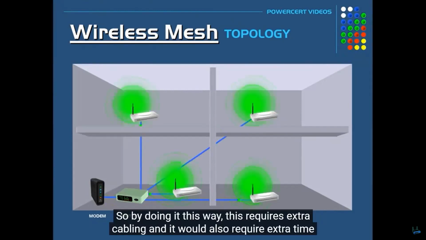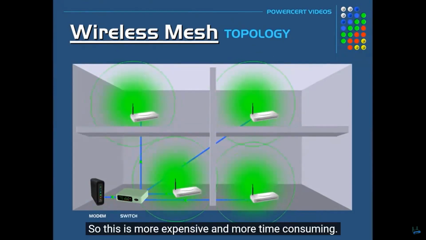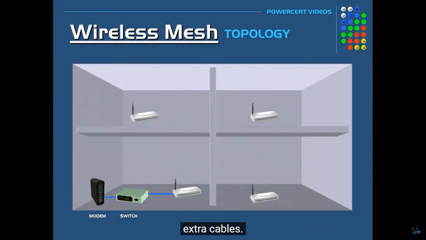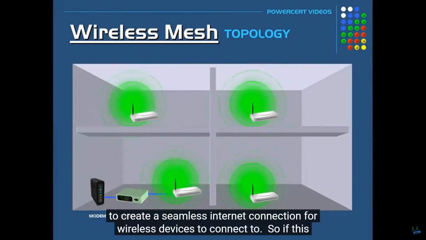So by doing it this way, this requires extra cabling, and it would also require extra time running the cables through the building. So this is more expensive and more time consuming. Now a wireless mesh topology would be similar to this setup, but without the need of these extra cables. In a wireless mesh, each wireless access point will talk to other wireless access points to create a seamless internet connection for wireless devices to connect to.